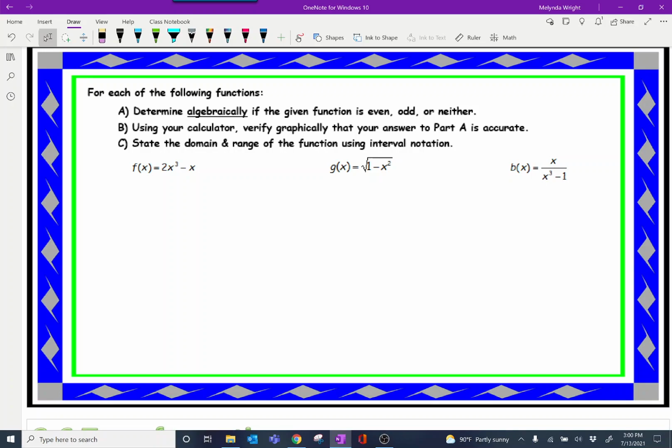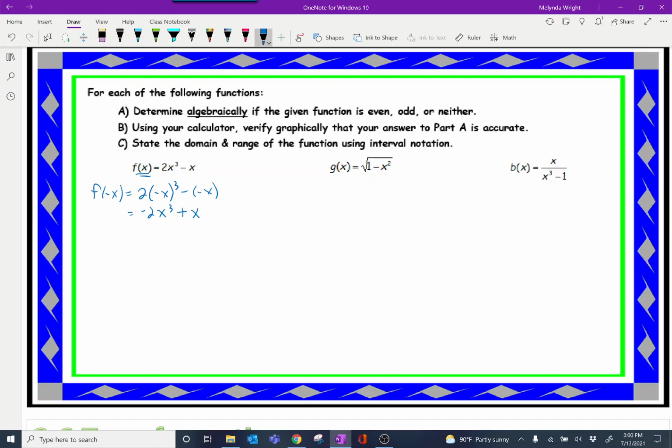All right, so let's do the algebraic part first. We know what f of x is. Let's find f of negative x. That means I'm going to replace every x with a negative x, and then I'm going to simplify. So negative x times negative x times negative x would be a negative x cubed. A negative times a negative is a positive. So let's see what we come up with.